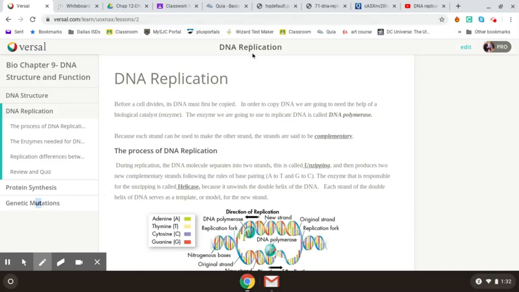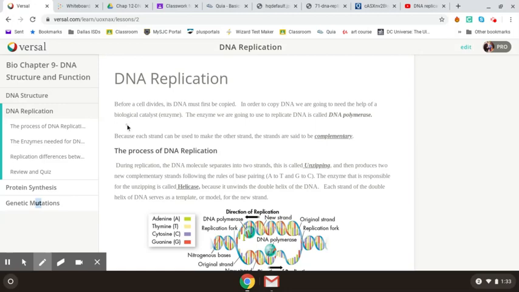So there are two things that DNA is used for. Number one, DNA replicates. And another thing that it does is protein synthesis. Today, we're going to be focusing on the replication part. We're going to do protein synthesis in the next lesson.